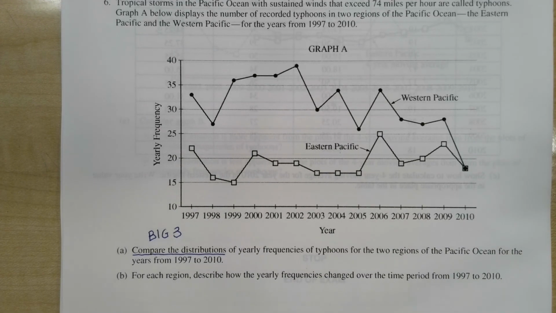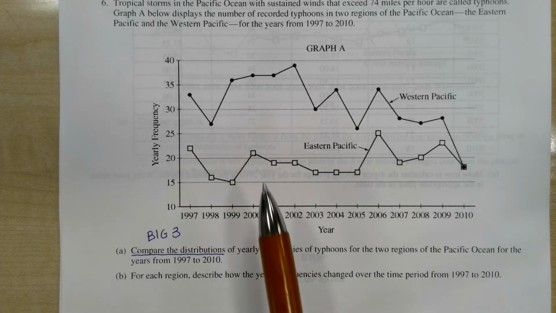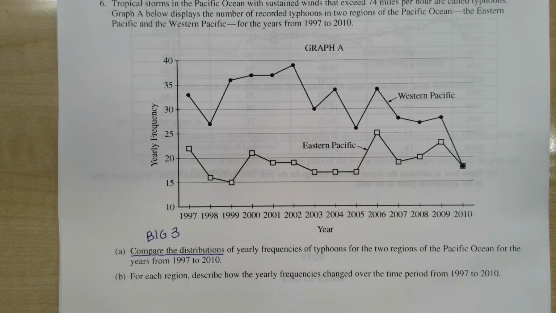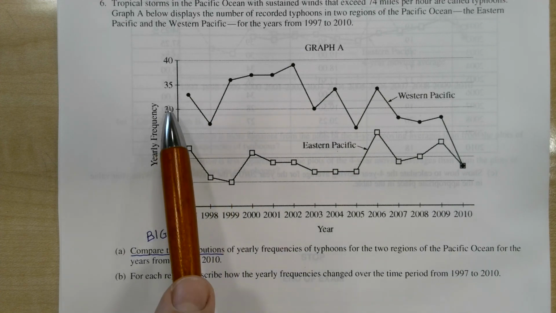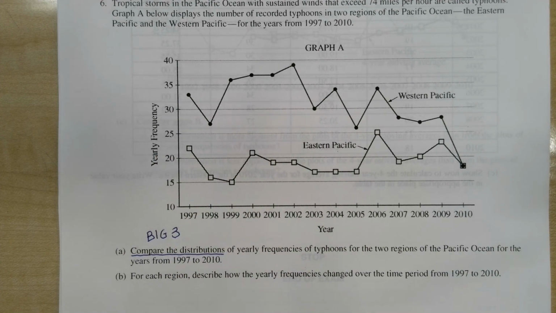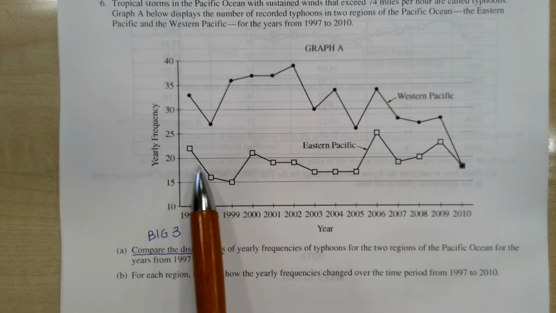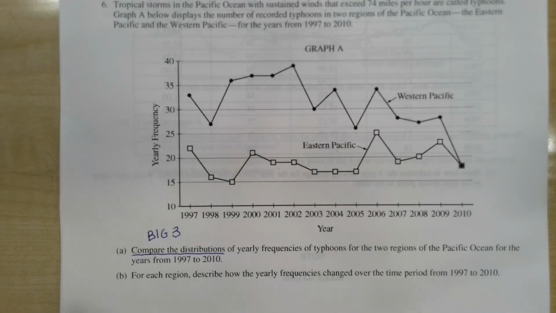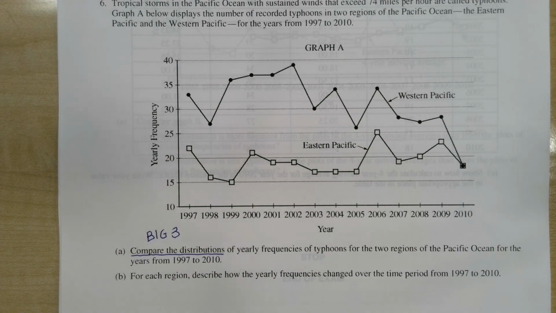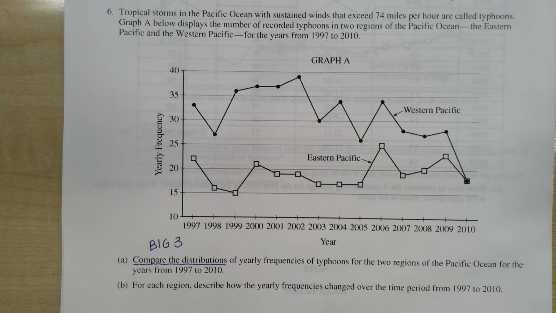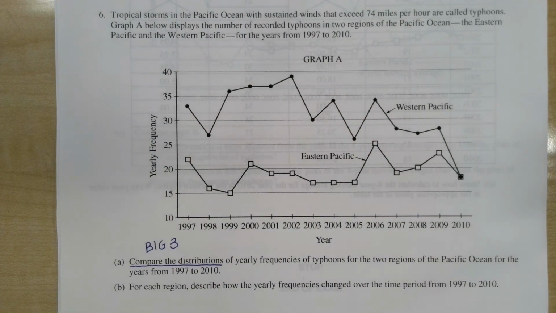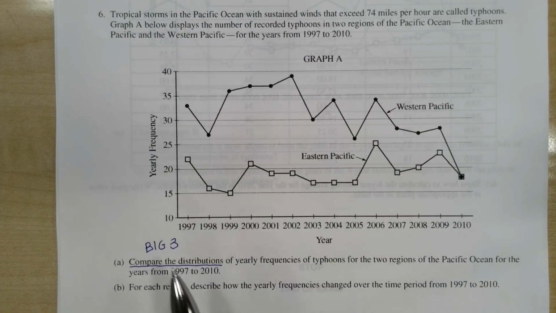You've got to use that comparative language. Don't just say this is 31 and this is 19 and leave it at that. You need to compare them. You need to actually say one is bigger, even though it's obvious. Okay, so this is 31, which is larger than the Eastern Pacific center of about 19. You can even say by so many, by 11 typhoons. You don't have to say that, but as long as you quote the numbers and you use that comparative language, you're good to go. All right, so that's center.